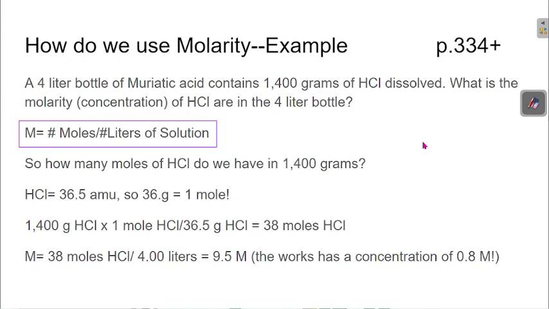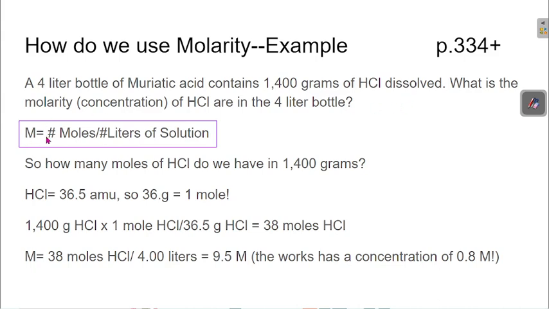A 4-liter bottle of muriatic acid, remember that is hydrochloric acid at a concentration of 30%, contains 140 grams of the hydrochloric acid dissolved. What is the molarity, so the concentration in moles, of the hydrochloric acid in a 4-liter bottle, in 4 liters?